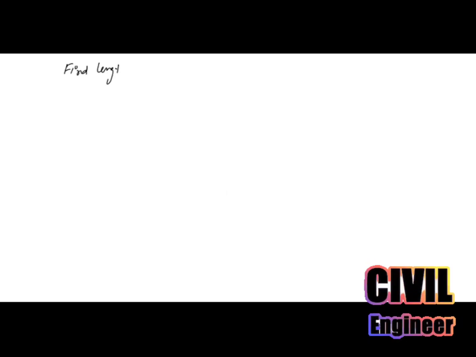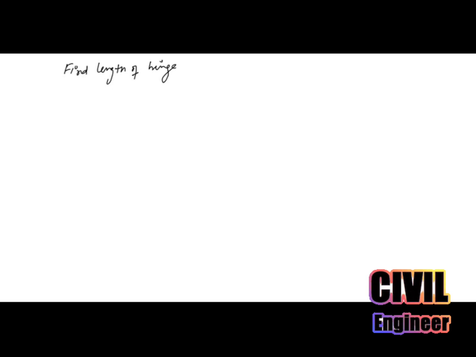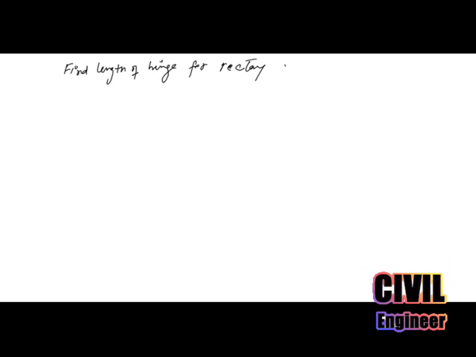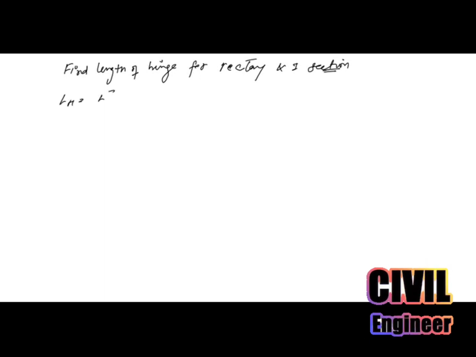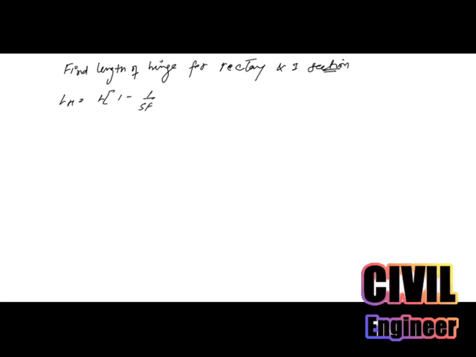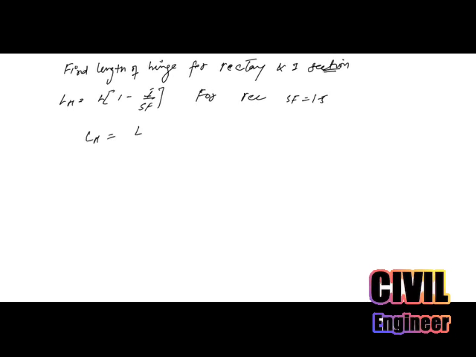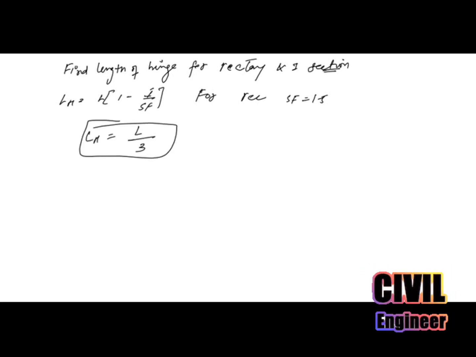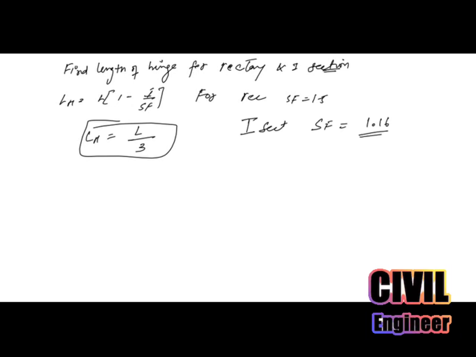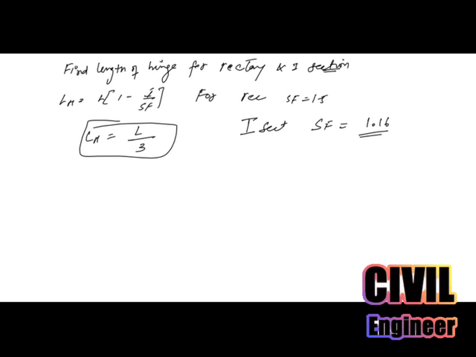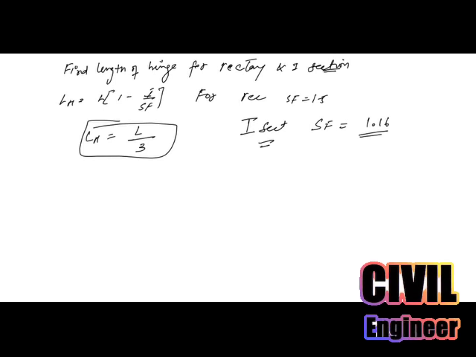Let's find the length of hinge for rectangular and I section. The length of hinge will be equal to L into 1 minus 1 divided by the shape factor. For a rectangular section, we know the shape factor is 1.5. So if we calculate, the length of hinge will be equal to L divided by 3. Similarly, for an I section, the shape factor will be equal to 1.16, so we can calculate the length of hinge from this equation.